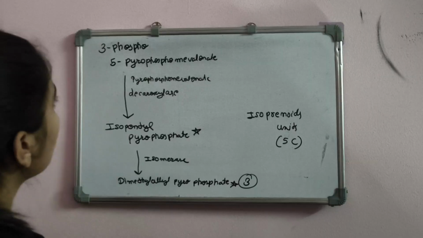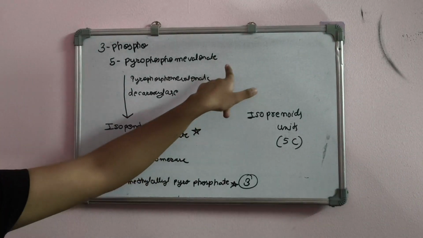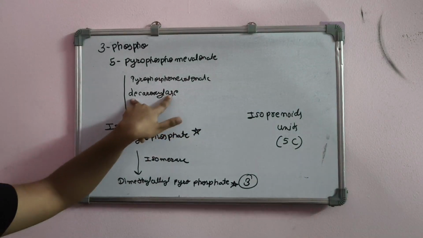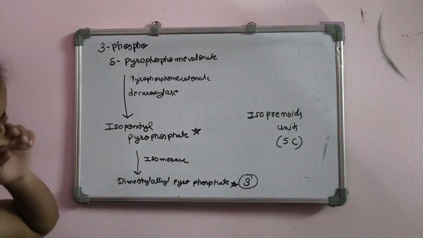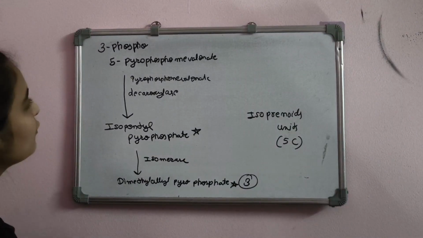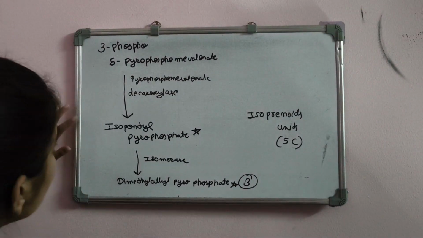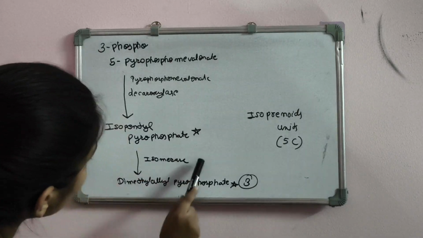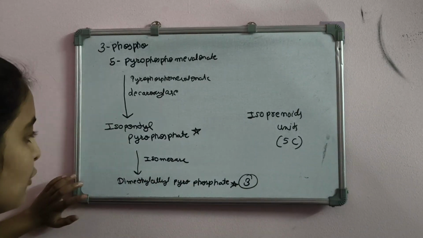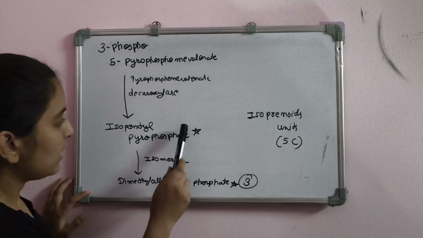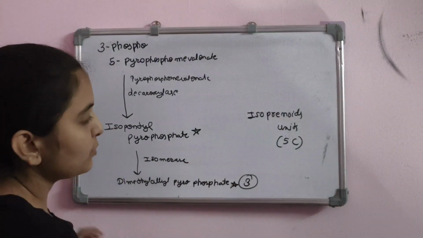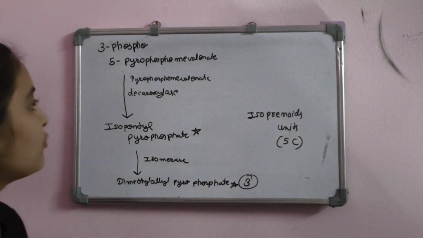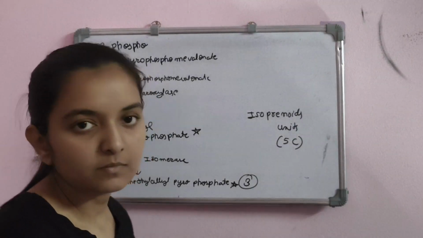3-phospho-5-pyrophosphomevalonate, with the enzyme pyrophosphomevalonate decarboxylase. Remember decarboxylase, because the ones above are similar and this helps you remember. Pyrophosphomevalonate decarboxylase forms isopentenyl pyrophosphate, and then with the enzyme isomerase it forms dimethylallyl pyrophosphate. These two which I have star marked are the isoprenoid units, and they are 5 carbon. So this is the third step. Now we'll move towards the fourth step.